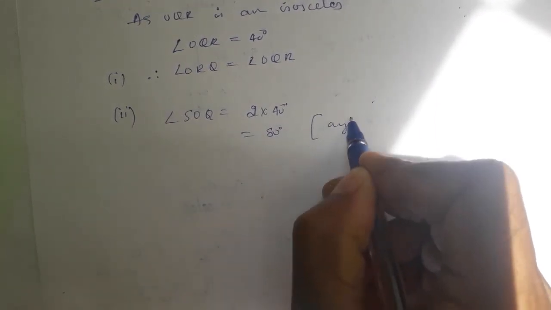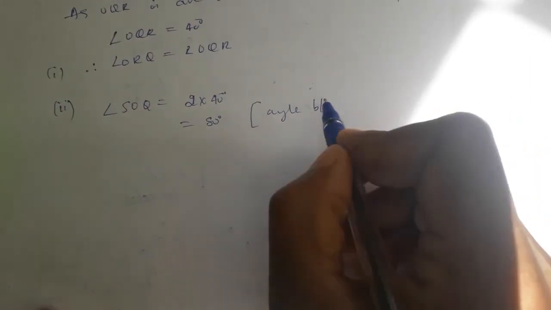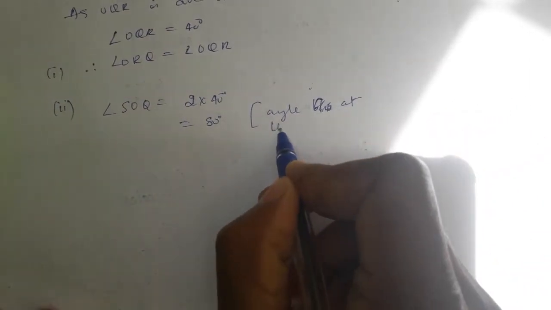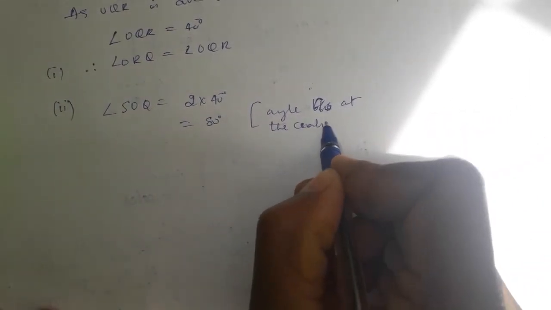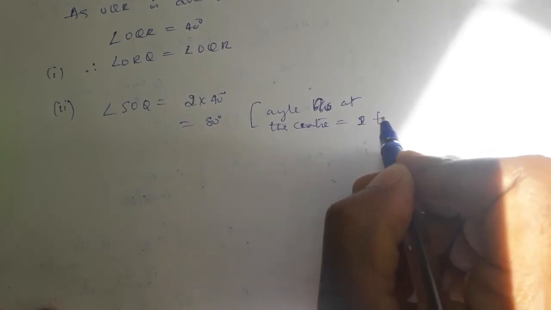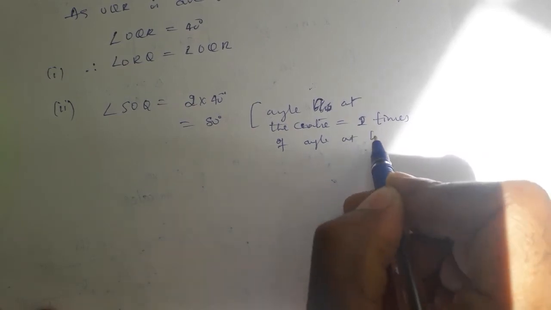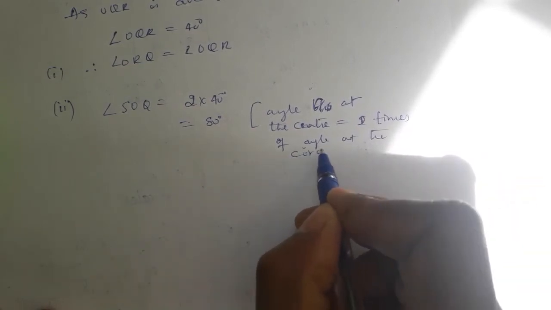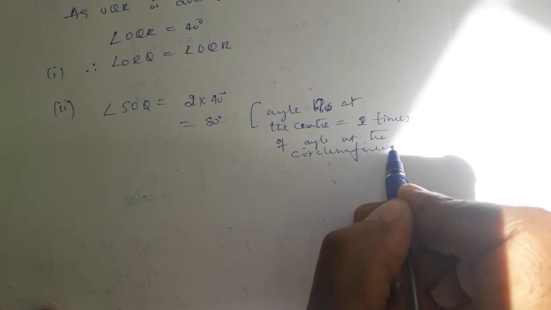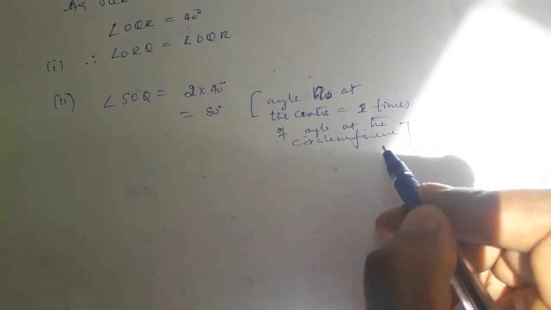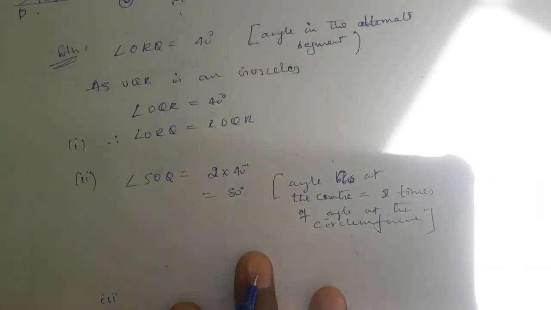The reason is the angle at the center is equal to 2 times the angle at the circumference. This is the reason. The second one is also over. Now the third one, we'll get the third one.